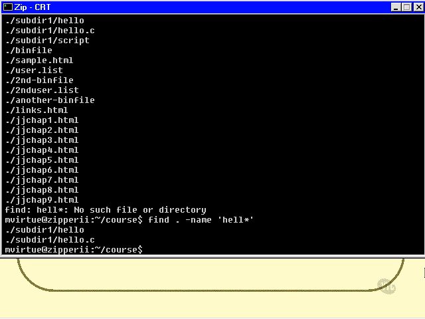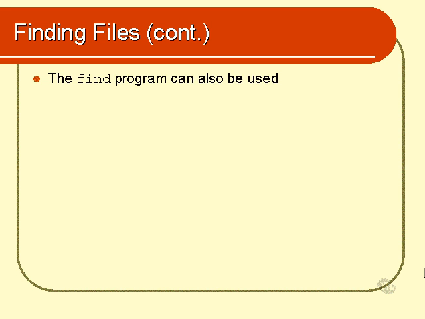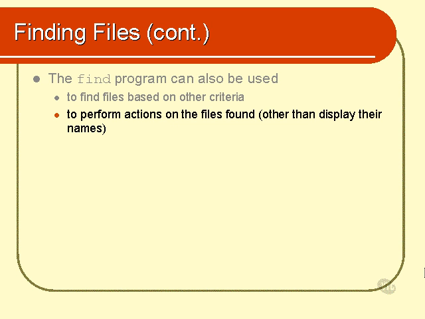Let's look at some of the more advanced uses for find. The find program can also be used to find files based on other criteria that you specify, such as the file's owner, the file permissions, the file type, the file date, the file size, even technical things like the inode number, which you'll learn about later on. And once you've found the files, you can do other things other than just print their names on the screen. You can perform actions on them. Let's look at an example of that.